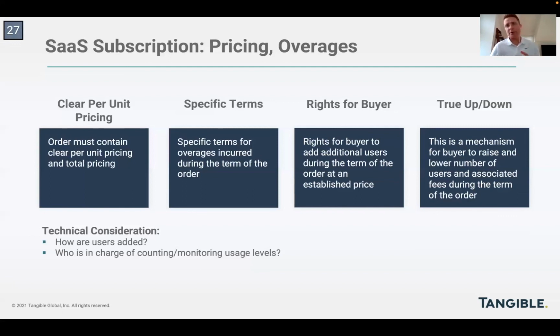And as Robert discussed for software orders, the mechanism of adding or subtracting in the total usage of a SaaS product during the term of an order is commonly referred to as a true up or a true down, and there are several ways to structure that. The important point is that it's clearly defined somewhere in the master agreement or the order form how those equalizing fees are charged and when they're charged to your buyer.